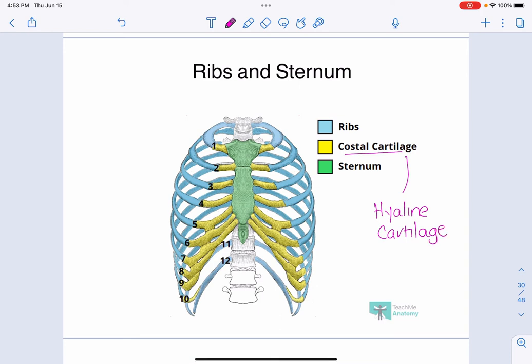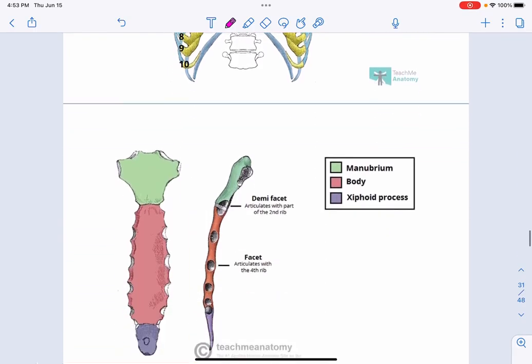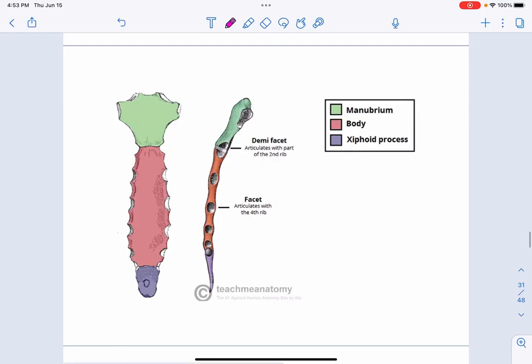Also called costal cartilage because it is what is joining the rib to the sternum, and then the sternum is highlighted in green. All right, so there are 3 regions to the sternum. They start off as separate bones and then they fuse together. So there is the manubrium, which is highlighted in green, the body, and then the xiphoid process.